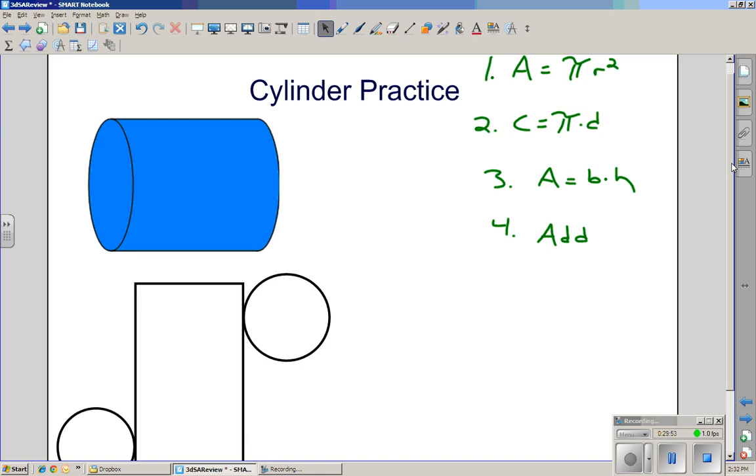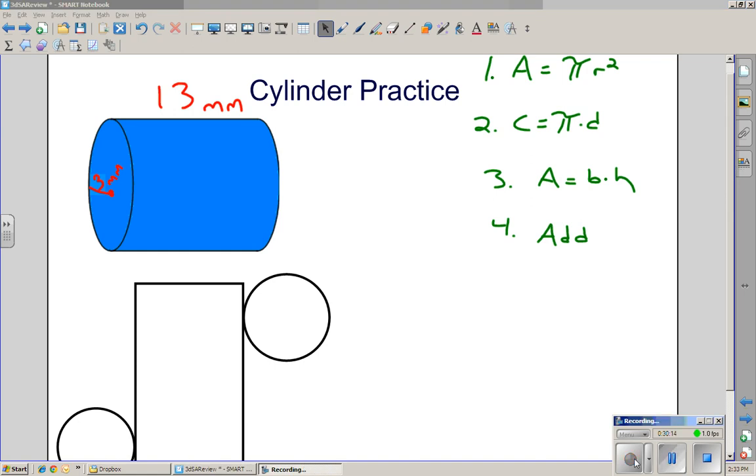We'll keep the cylinder looking the same way. Let's have your radius be 3 millimeters, and the height is 13 millimeters. Please pause now and complete this problem.